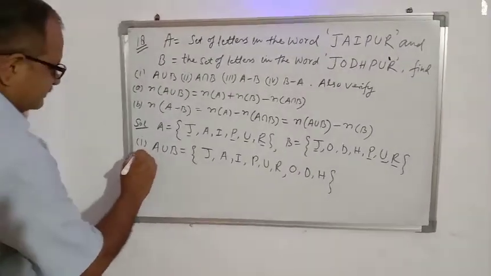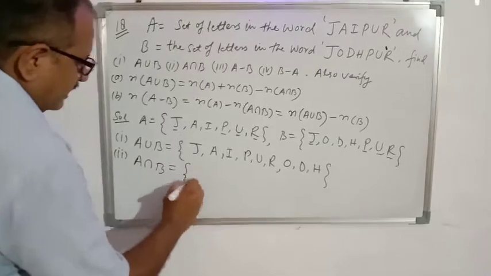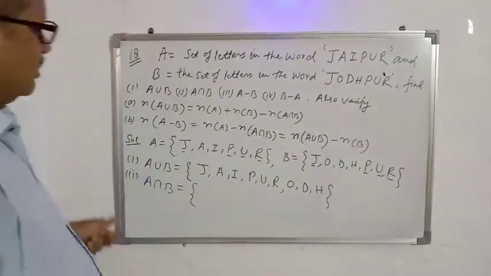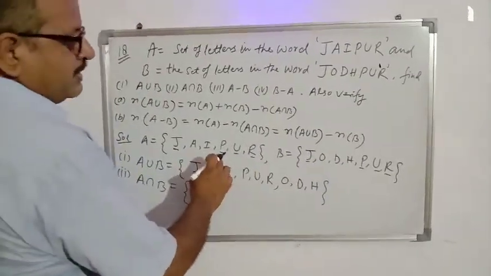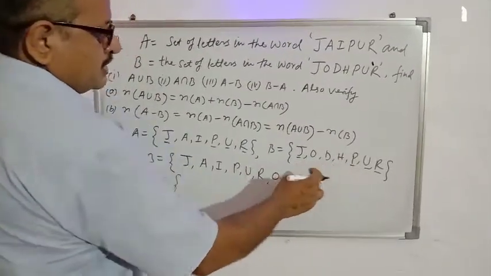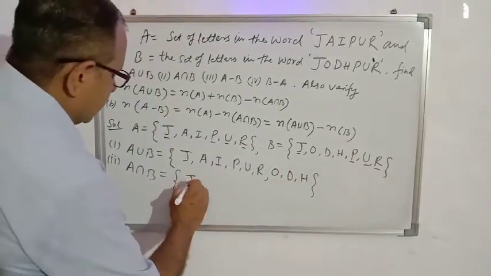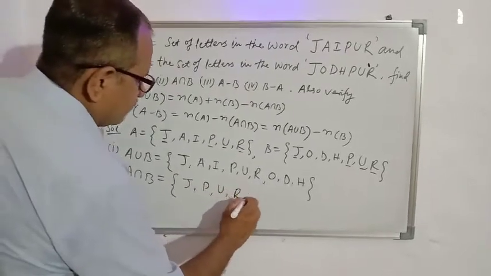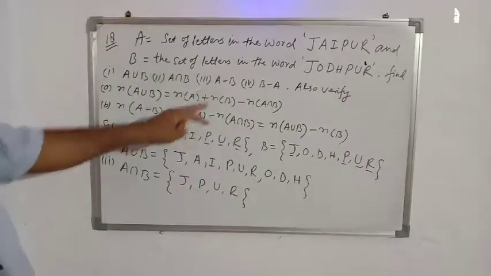Second part, A intersection B. A intersection B means only the common elements from both. So what are common? J is common, present in both. P is common, present in both. U and R also common. So J, P, U, R. This is A intersection B, second part.